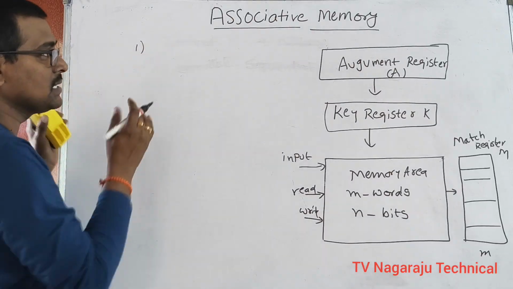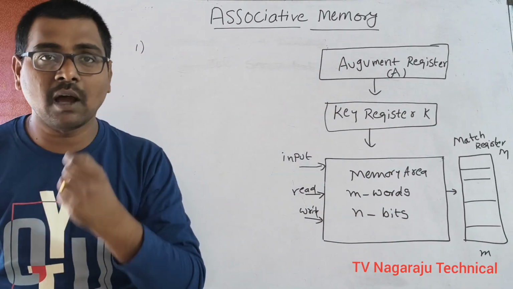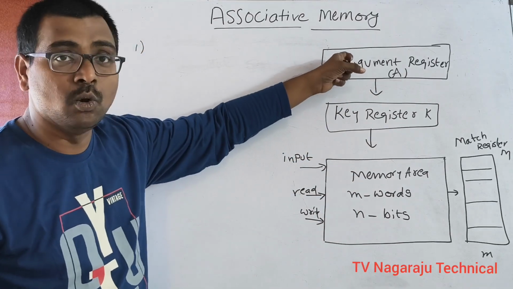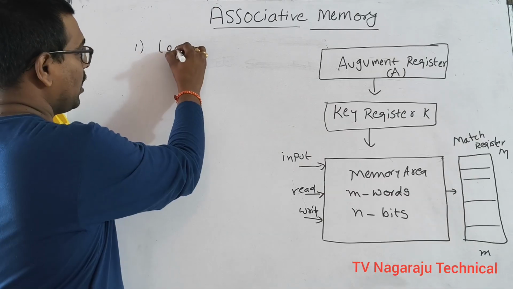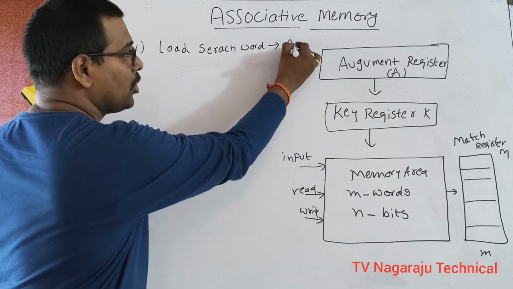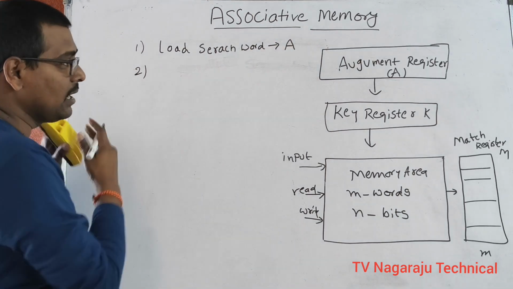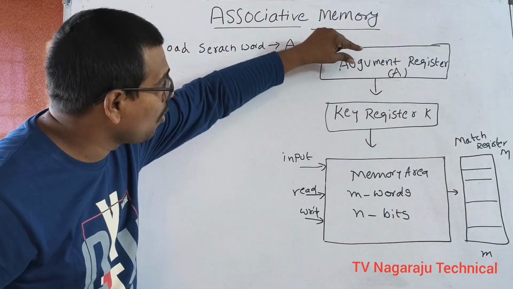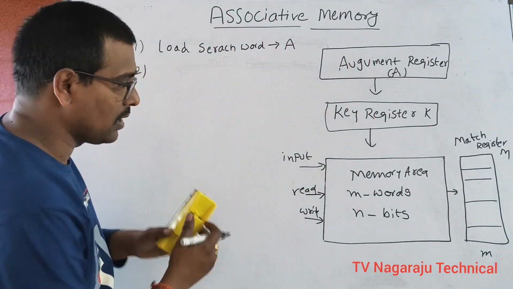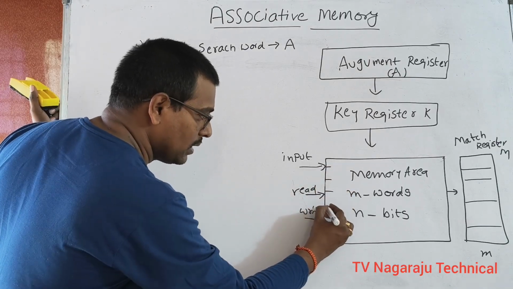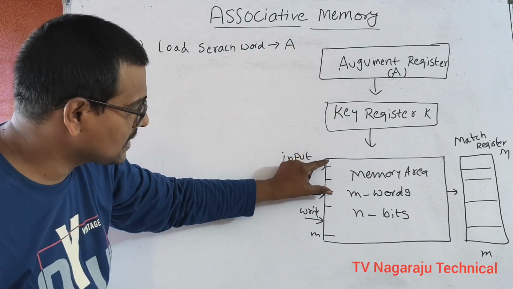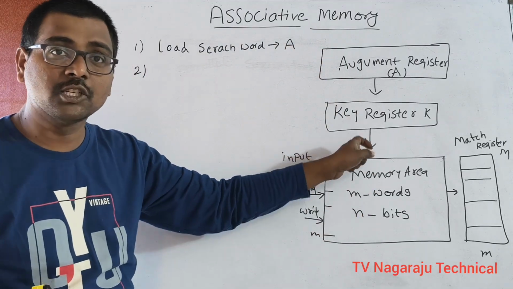The first step: the argument register holds the word that we are going to search in the memory. That particular word is loaded into the argument register. So we load the search word into the argument register. Now generally, assume there is no key register. Whatever word is available is compared with all the words: word 1, word 2, word 3, and so on, up to m number of words. Generally, this word is compared with the words placed in the memory.